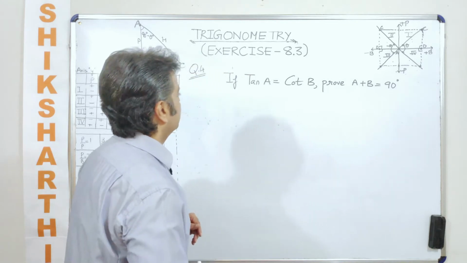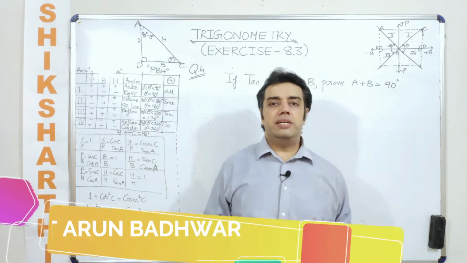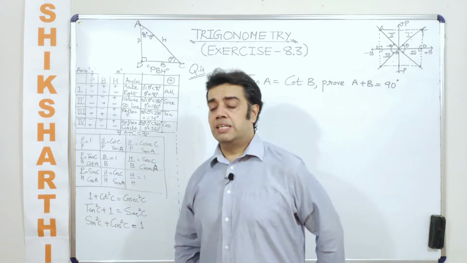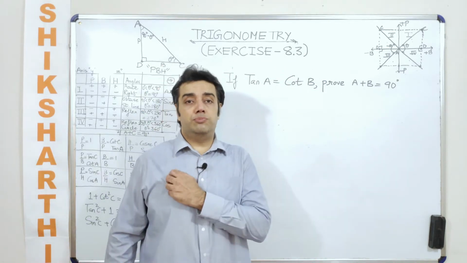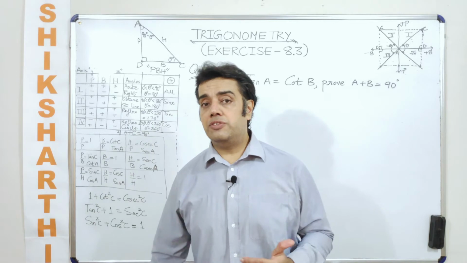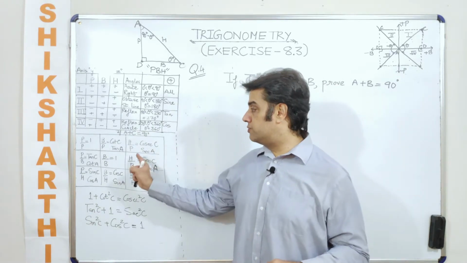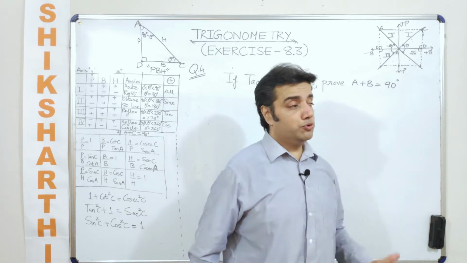Question number 4 says, if tan A is equal to cot B, prove A plus B is equal to 90 degrees. We already know this from this table. Sometimes the things that we know for sure become difficult for us to prove. But if you had proved it when you were learning it for the very first time, then it becomes very easy to prove it when you are being tested.